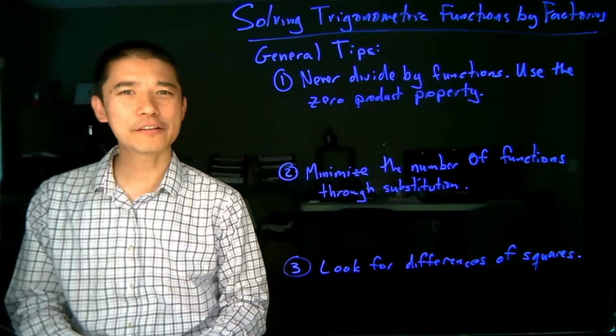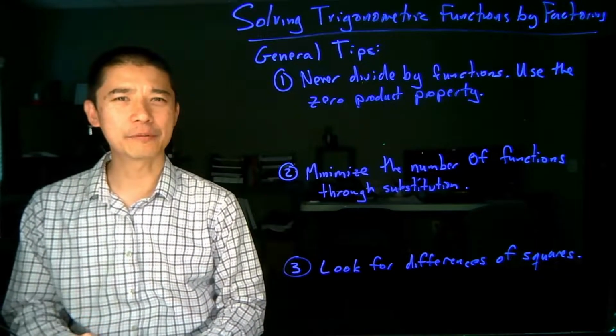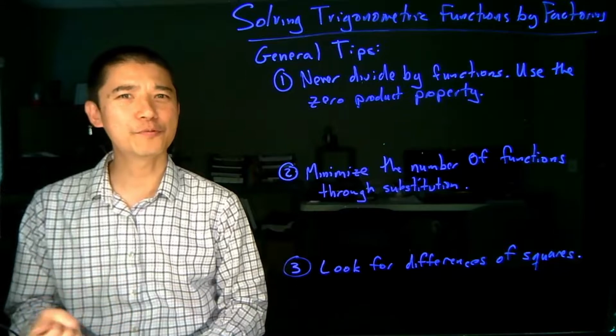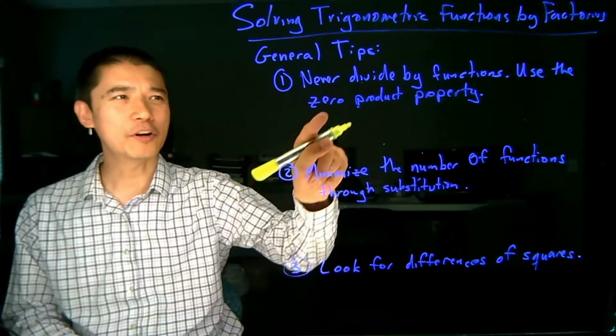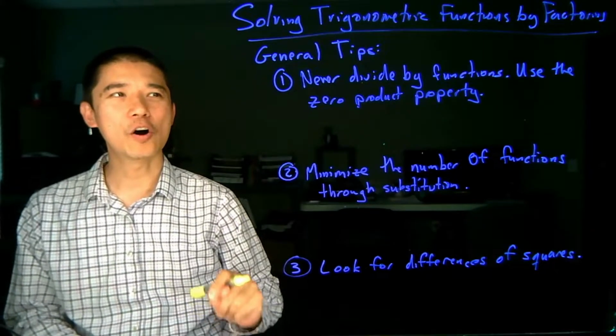We're going to be solving a lot of trigonometric equations, and some of them will get a little complicated. So here are some tricks to help you move forward when you start to get stuck. First of all, never divide by functions. Always use the zero product property.